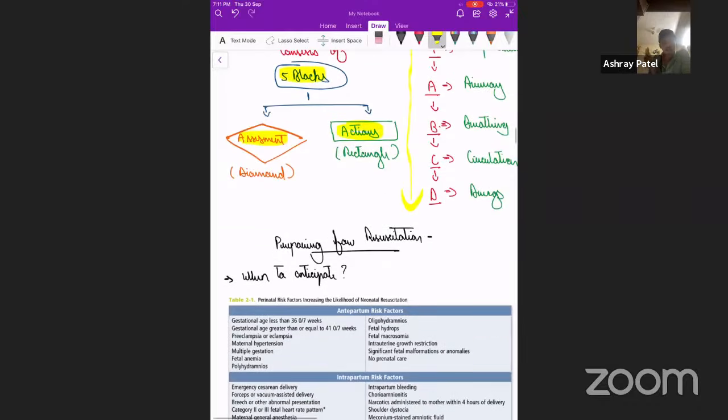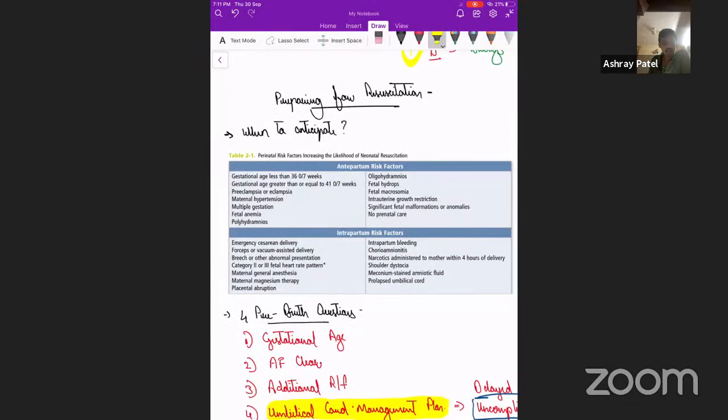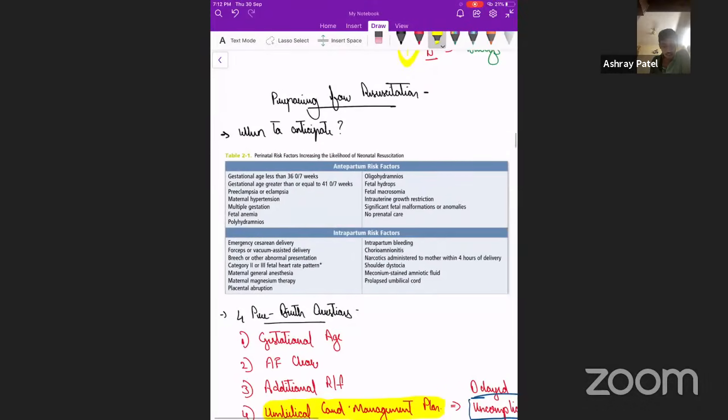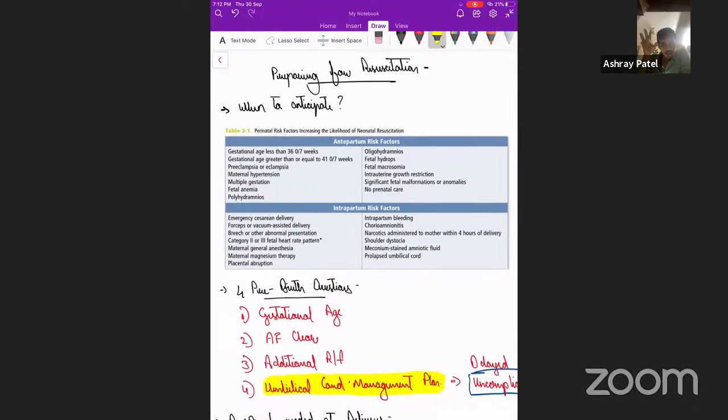Next, let's see how we prepare for this resuscitation. Correct? How do we prepare for this resuscitation? So even before we anticipate, first we'll have to form a team for this resuscitation. Then we'll have to brief each of the participants as to what their roles are.